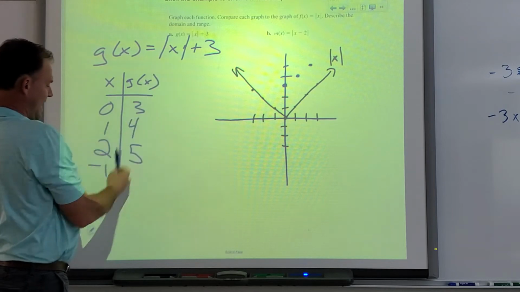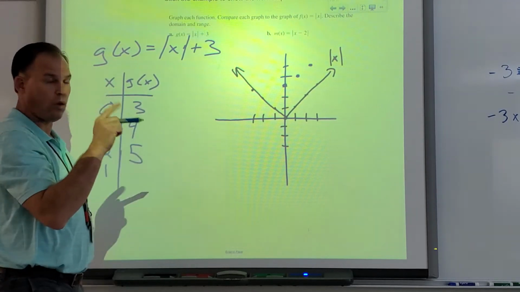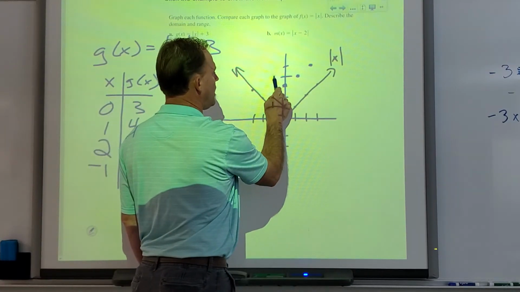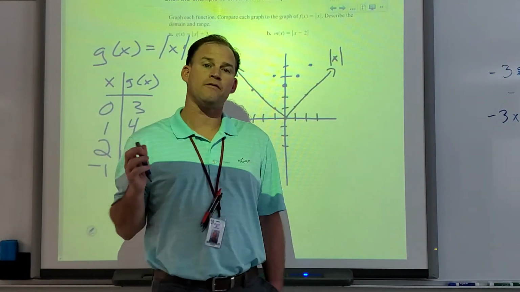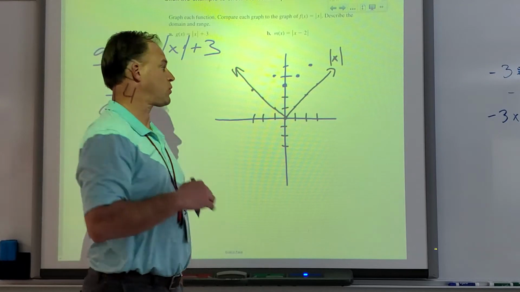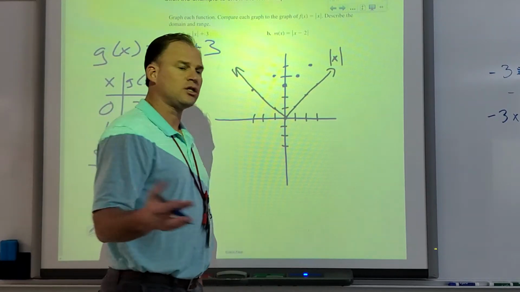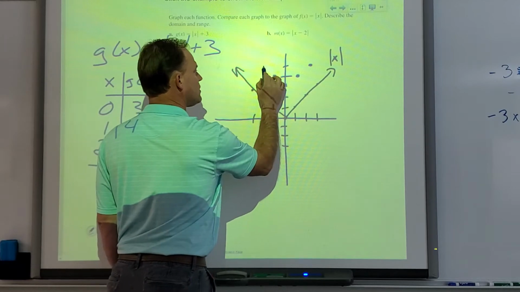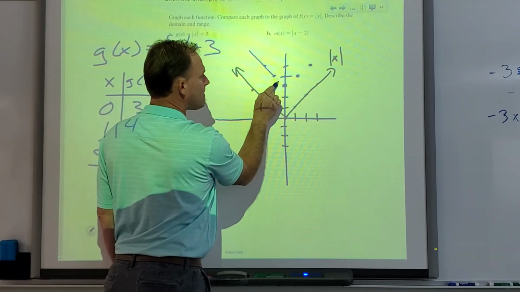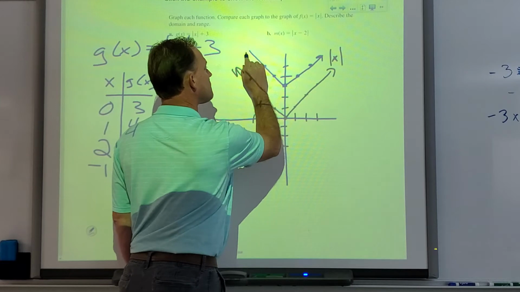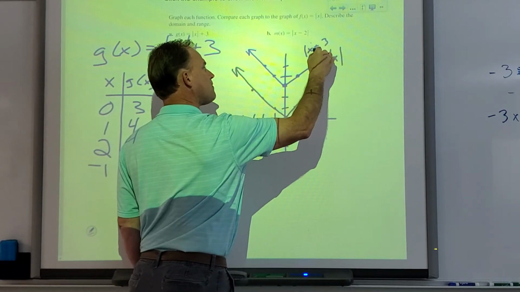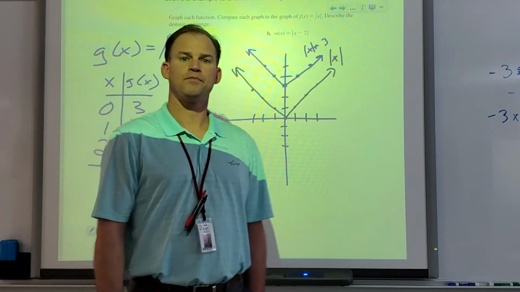Absolute value of negative 1 is 1. 1 plus 3 is 4. So if I have negative 1, I'm up 4. And I found my vertex. I found where it changes direction. Once you know where it changes direction, it's going to continue that same slope going the opposite direction. So that is absolute value of x plus 3.